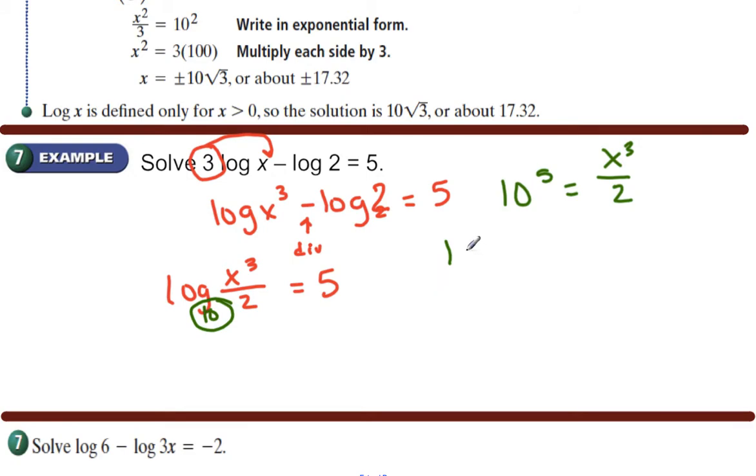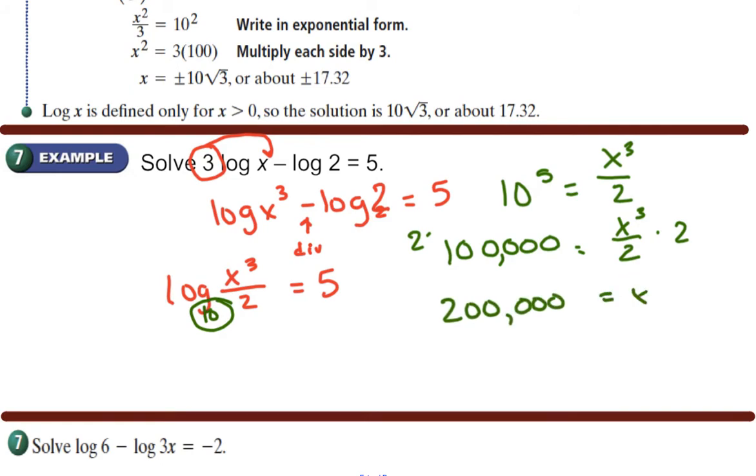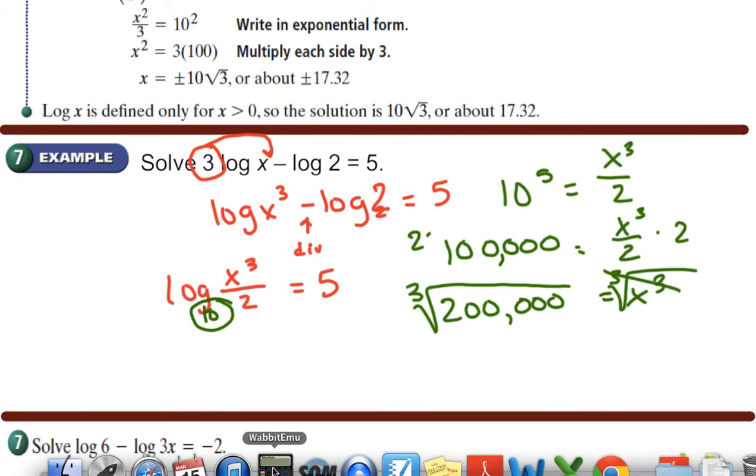Wonderful. So 1 followed by 5 zeros. 1, 2, 3, 4, 5. And then x cubed over 2, forgot the cubed. We want to multiply both sides by 2. So now this gives us 200,000. And in order to find the value of x, we need to take the cubic root of both sides. That's the inverse operation. Grabbing the calculator.